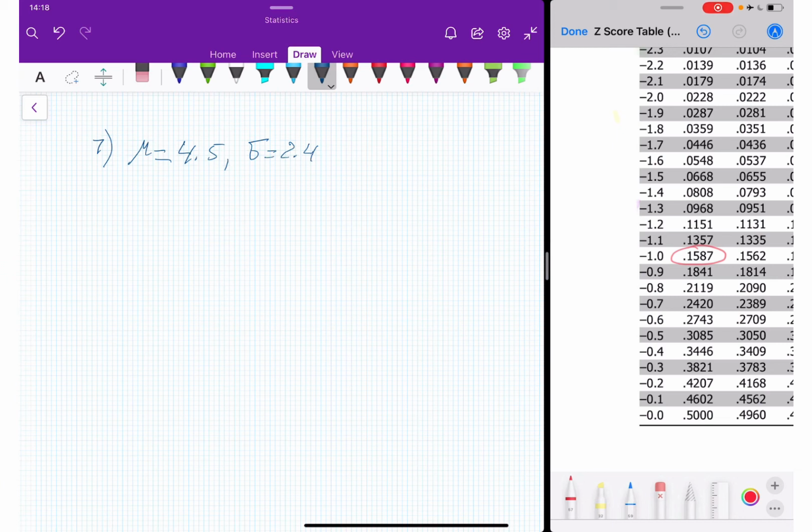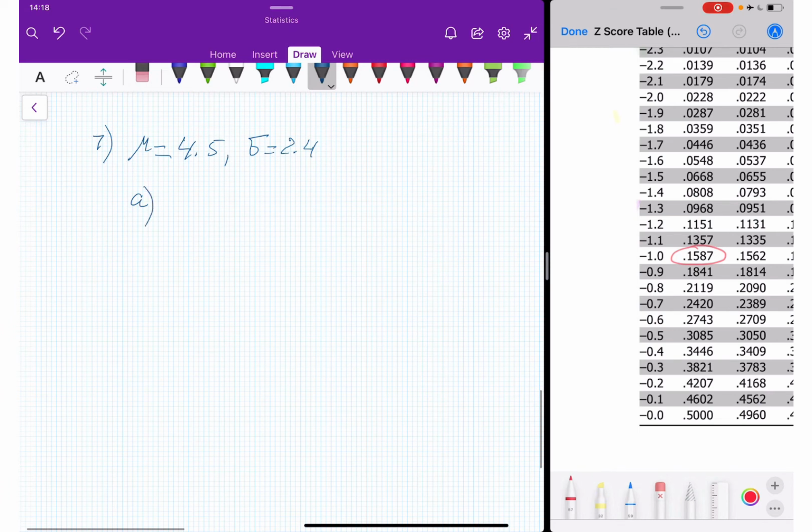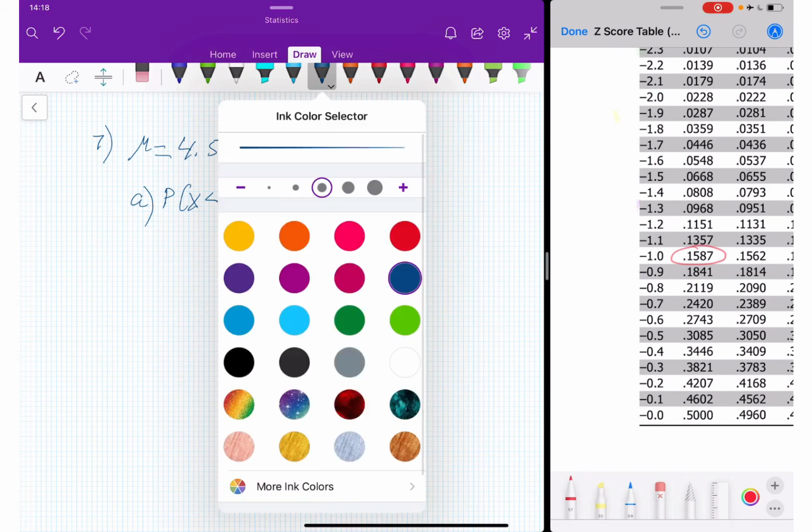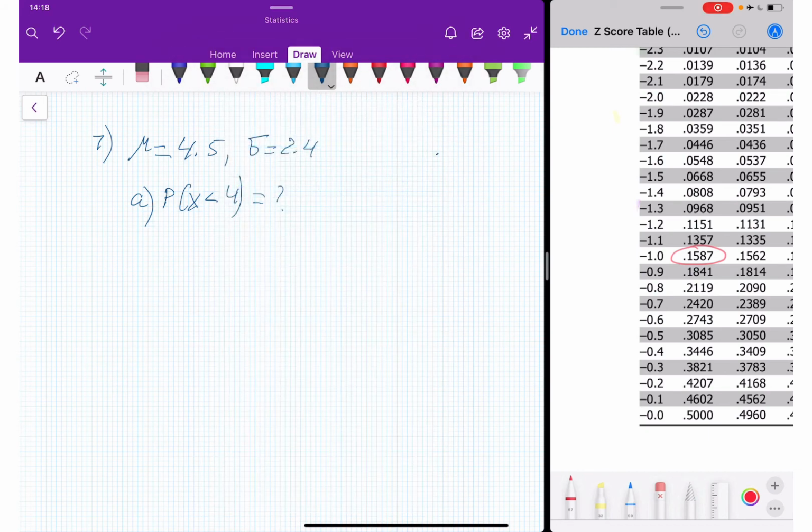So let's go question A through D. A. Find the probability for participant response was less than 4. Probability for x less than 4. Okay, for less than 4, we have z-score is equal 4 minus 4.5, which is mu, divided by sigma, which is 0.4. Okay.